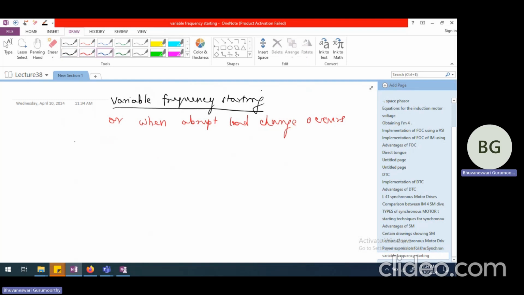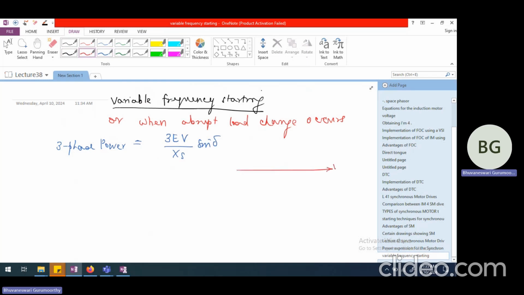We already said that the three-phase power coming out of a synchronous machine is going to be 3EV divided by Xs sine delta. I'm not writing Eb anymore; I'm just writing E as the induced EMF in the armature winding, which is the back EMF opposing the applied voltage. Delta is the angular shift between the applied voltage and the back EMF. Let me show this in the form of a phasor diagram.